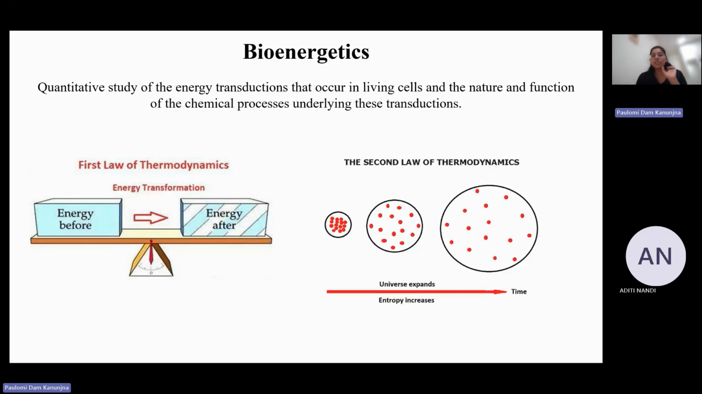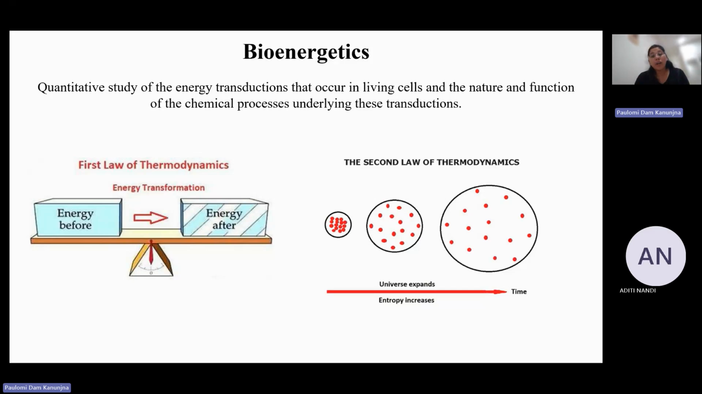As the name suggests, bioenergetics, you're looking into the energetics. Energetics means anything to do with energy transduction, anything that is taking part in transferring or conducting energy. Anything that is doing such transduction in a biological system, we're going to look into that, and we're going to quantify that energy transduction.